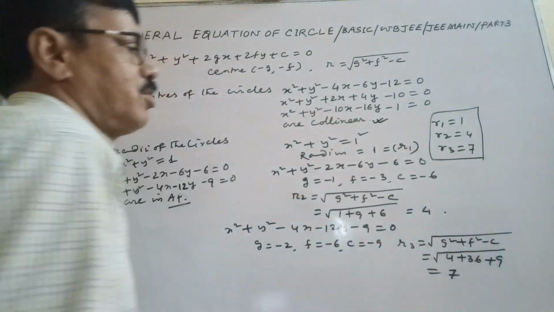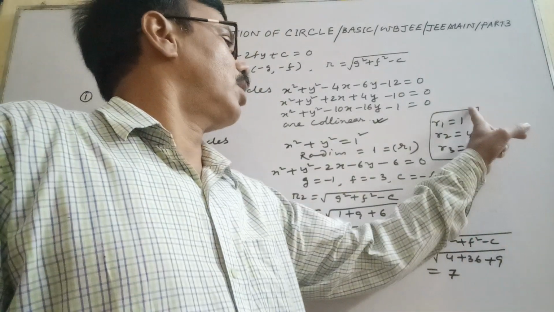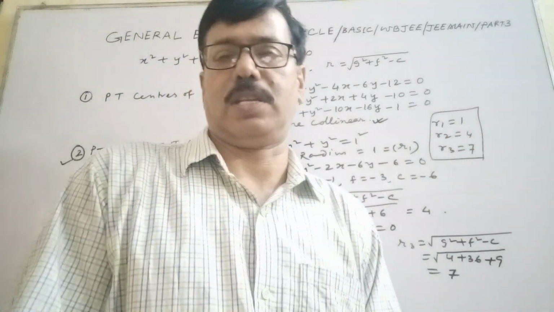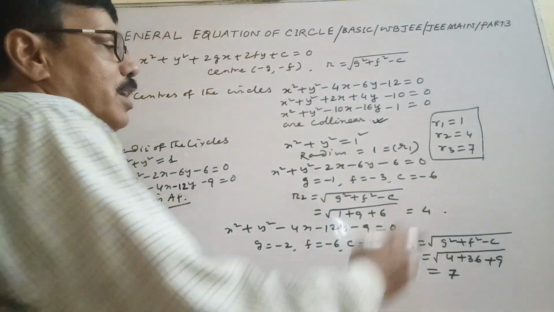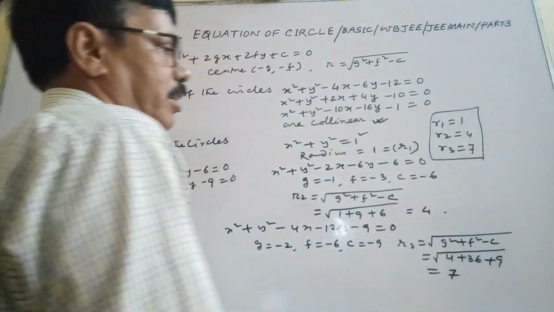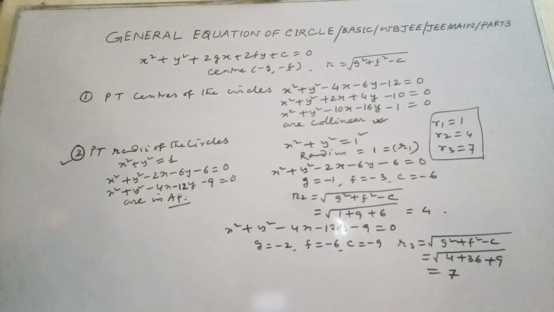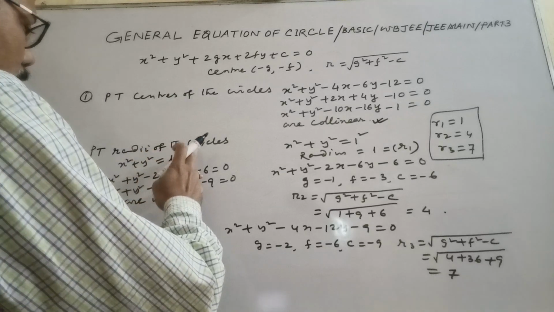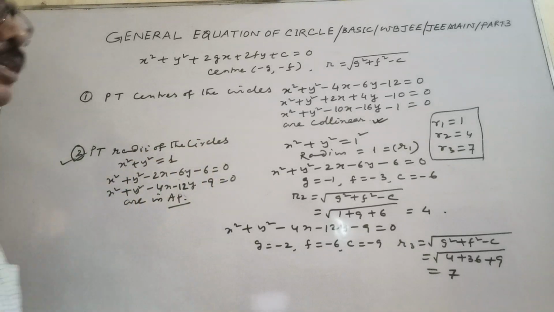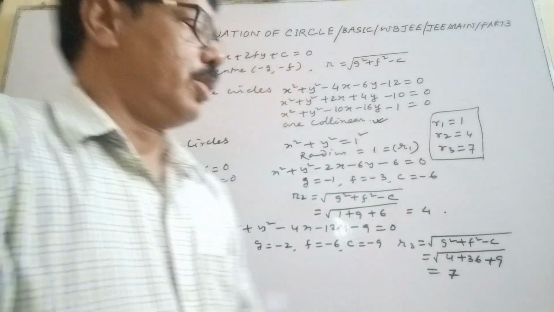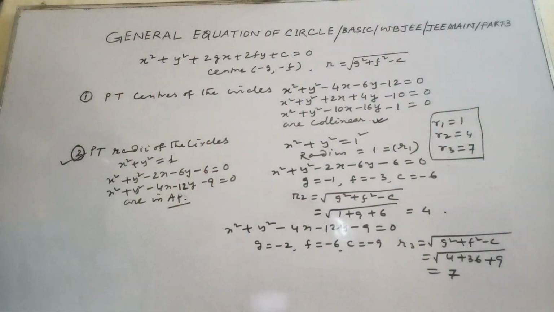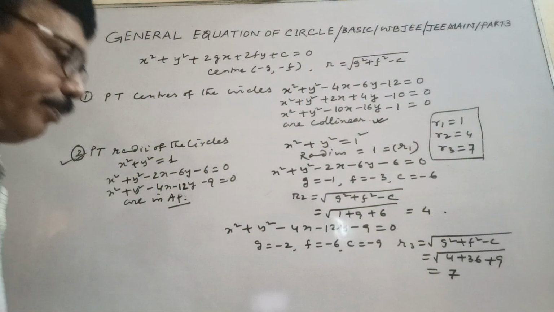So look, difference of radii: 4 minus 1, 3; 7 minus 4, 3. So the difference of radii is constant. Therefore, they are in AP. So this is problem number 2: prove that the radii of the circles are in AP. So how to find center and radius?